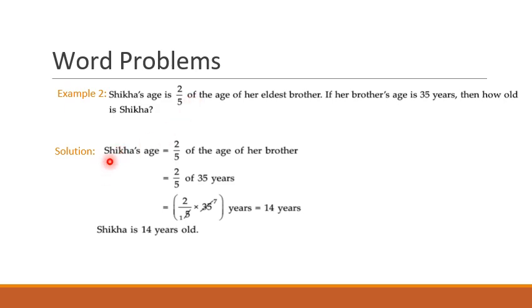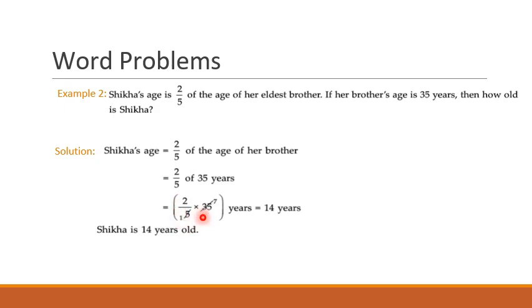Now the solution. Shikha's age is 2/5 of the age of her brother. Now here her brother's age is given as 35 years. Therefore, Shikha's age will be 2/5 of 35 years. So this "of" means multiplication. So I replace this "of" operator by a multiplication sign. So I get 2/5 multiplied by 35.